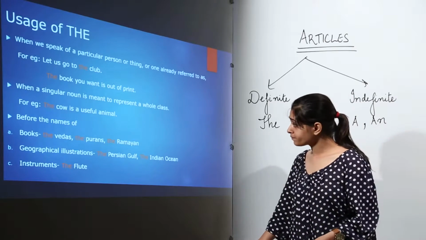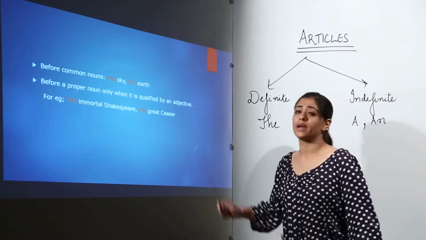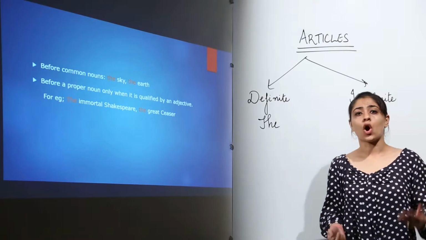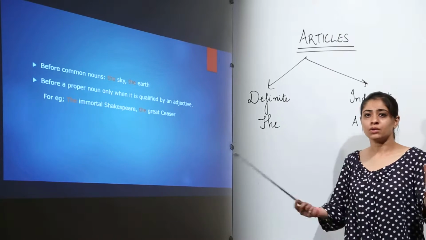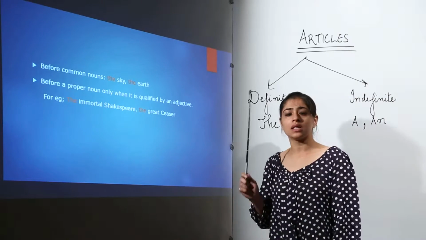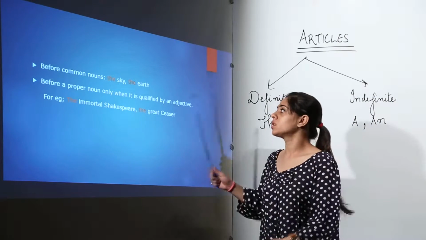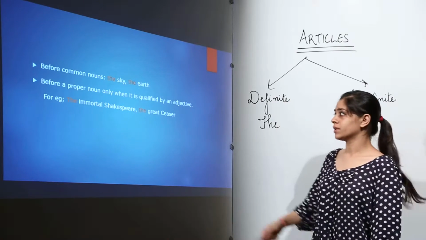Moving on, before common nouns. Certain things are common to you, to me, to everybody, like the sky, the earth, the moon. So we use the article "the" before the common nouns, the sky, the earth.